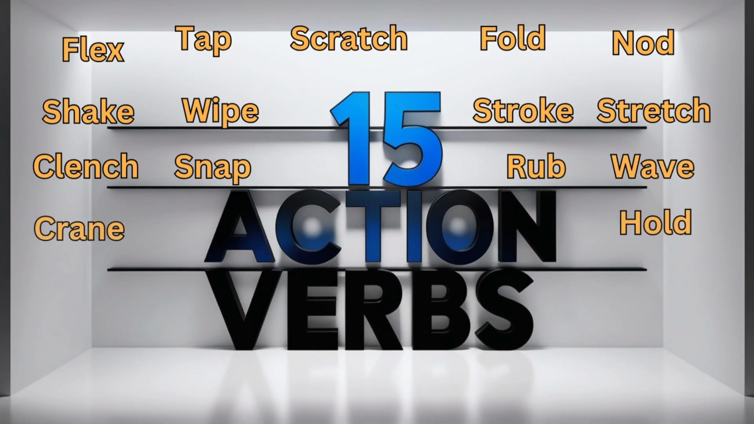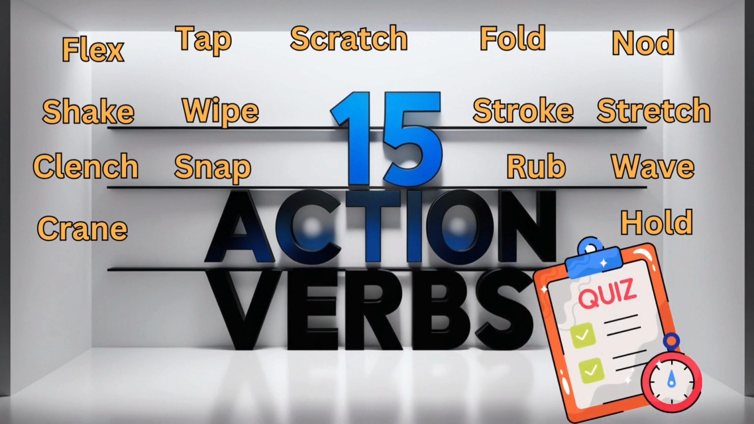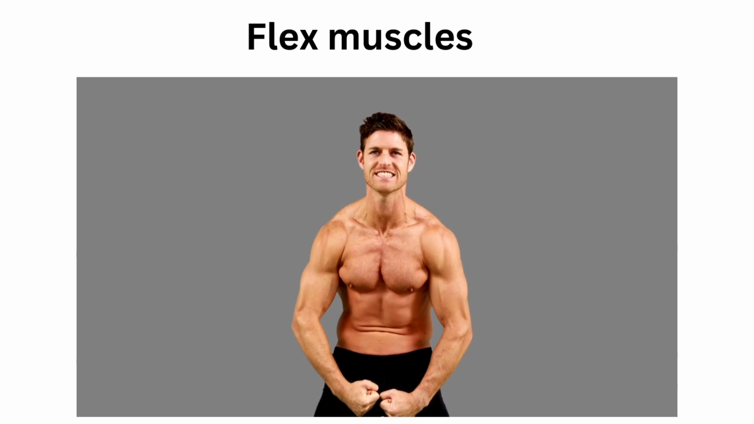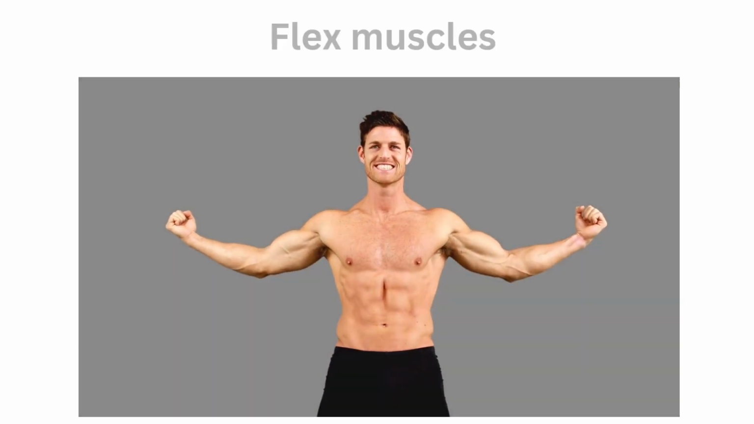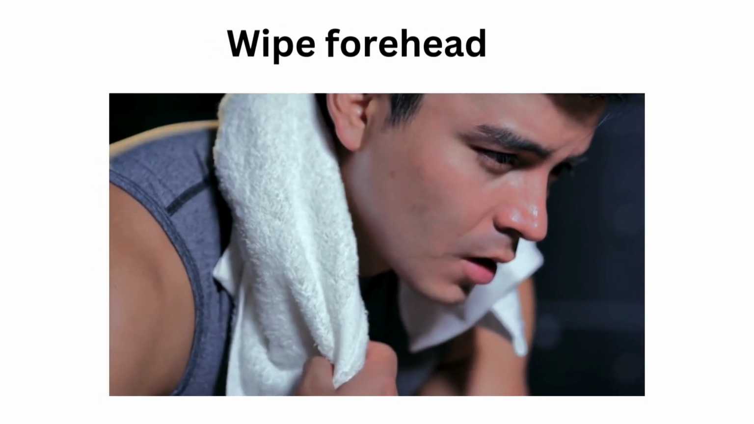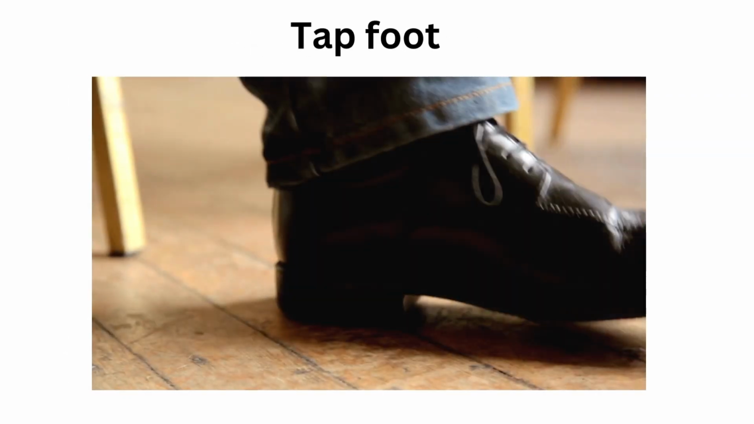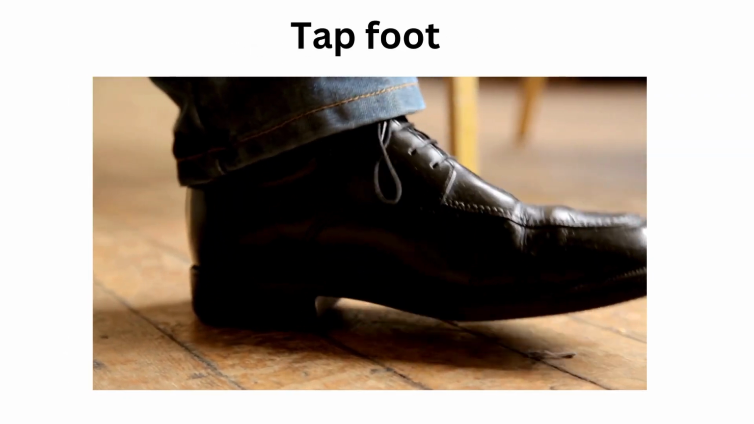Now we've covered 15 action verbs for body movements. Remember that quiz at the beginning? Let's go over the answers. Flex muscles. Wipe forehead. Tap foot.